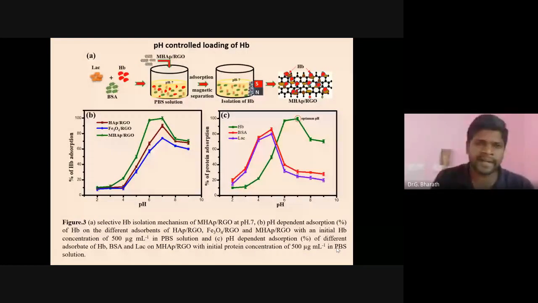So why is the hemoglobin separated among the BSA and the lactase? It is based on the pH. The pH of the material is related to the surface charge of the material. If you change the pH, it ultimately changes the surface charge. This surface charge creates an electrostatic attraction between hemoglobin and your material, so it is easily collected or separated. So this is another application where people nowadays use these materials for drug delivery also. Okay, so they compared other materials.